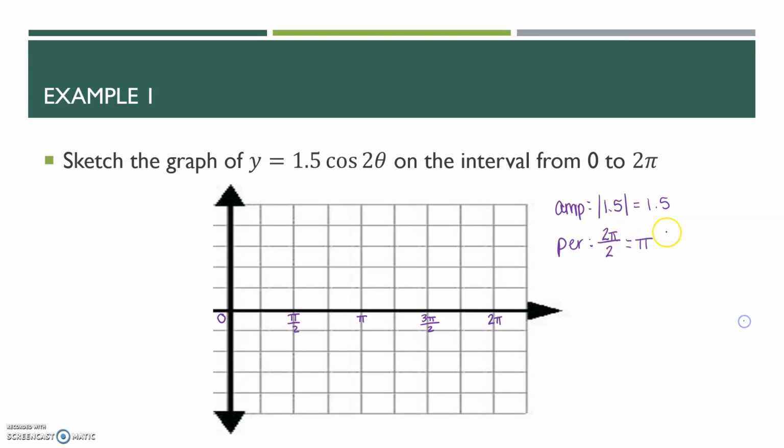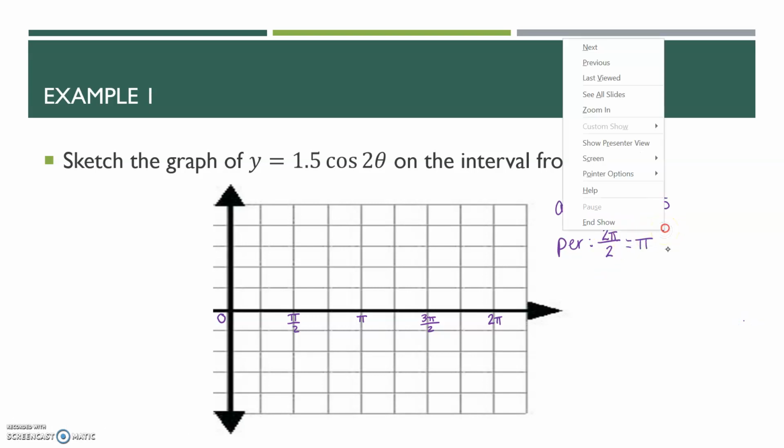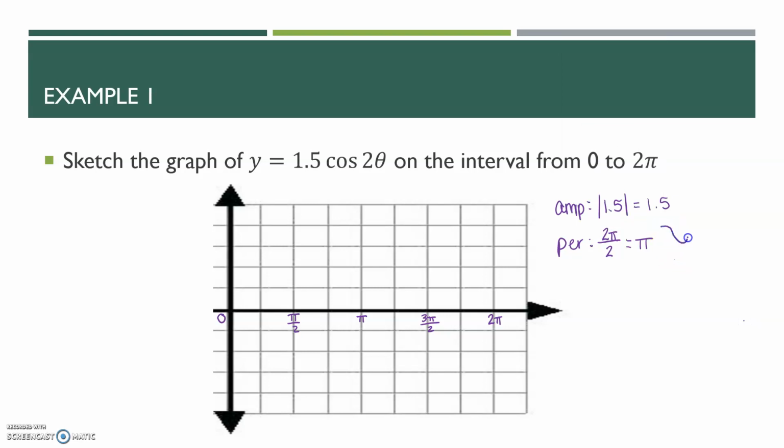So this means that our cosine function, which starts at 1, should make a shape like this between 0 and pi. So what I'm going to do is count by 1/2, just so that I have a nice whole number. I'm not trying to graph in the middle. I've got the space for it. And we have 1.5 right here. So my first point is going to go right there.